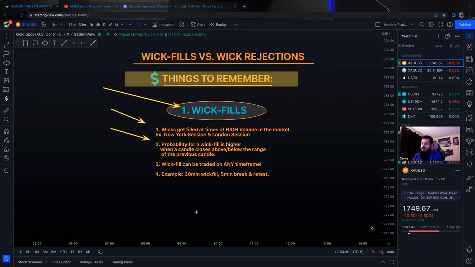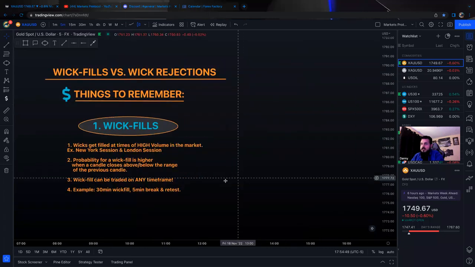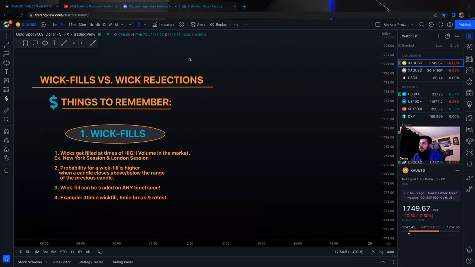Number two, the probability for a Wick fill is higher when a candle closes either above or below the range of the previous candle. Now this is a key concept which I want to show you guys over here. So let's bring this description on the left hand side and draw some examples. What does it mean when a candle closes above or below the range of the previous? You might have seen me say that on the live streams multiple times because this is a key concept.